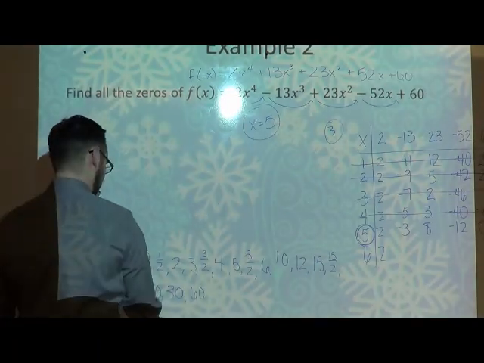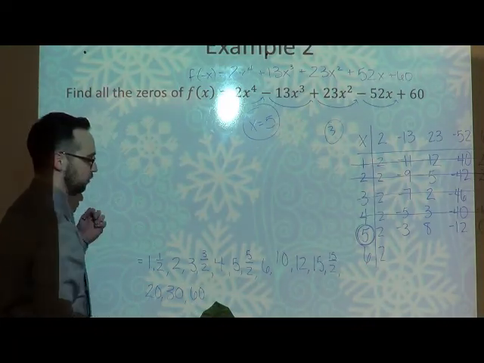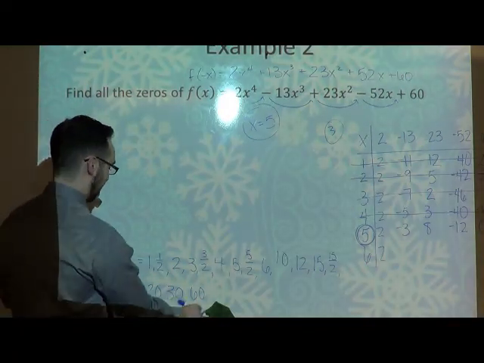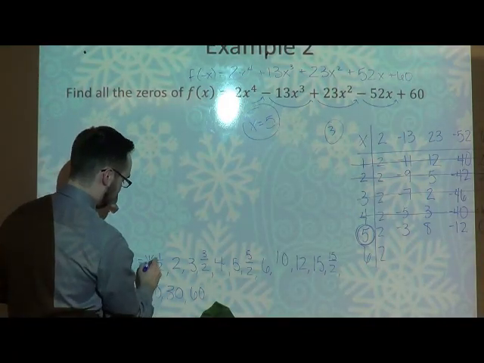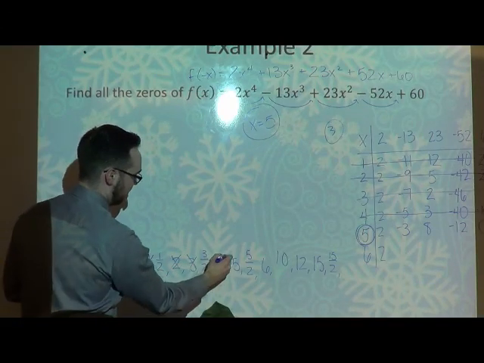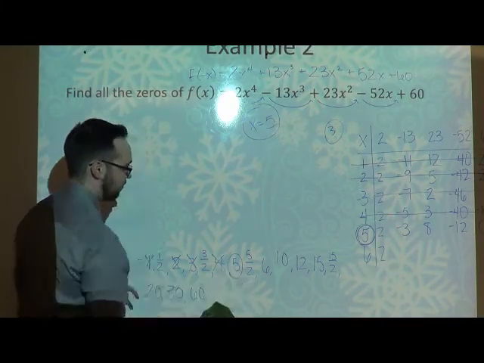I'm going to go through and erase some of this stuff just to give myself some room to work. I'm going to leave these up here. Now, I've already tested the 1, the 2, the 3, the 4. 5 worked.